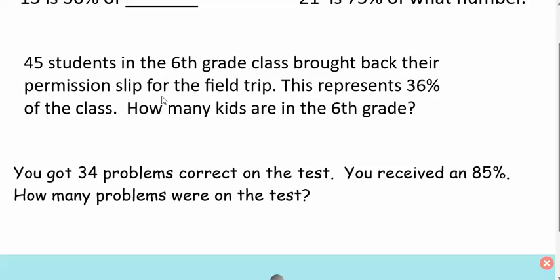Let's look at this one. 45 students in the 6th grade brought back their permission slips for the field trip. This is 36% of the class. So how many kids are in the class? So see, I do not know the whole.